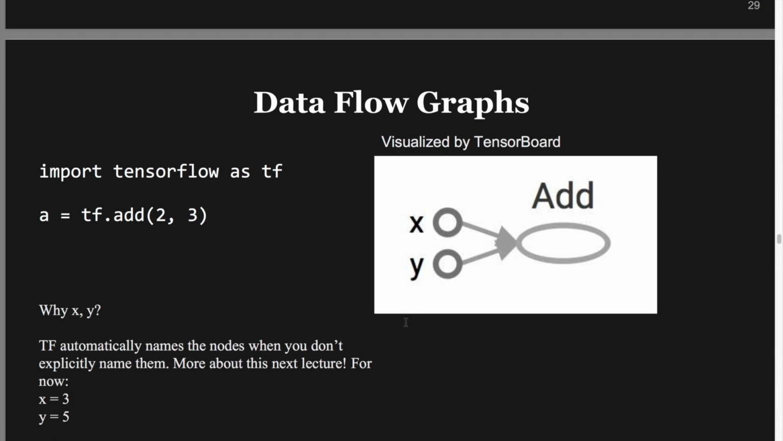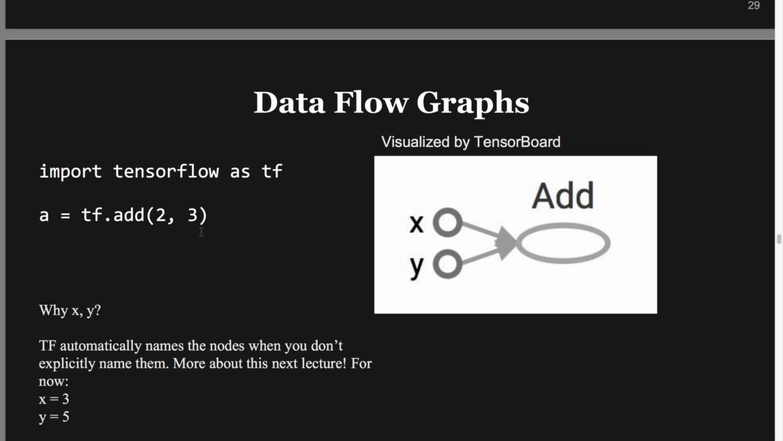Now, let's start with this concept of how the whole computer generation of the computational graph works. So let's say once you import TensorFlow as tf, you come up with the statement a is equal to tf.add, which is an operator, 2 comma 3, right?